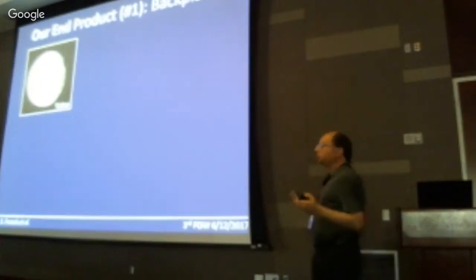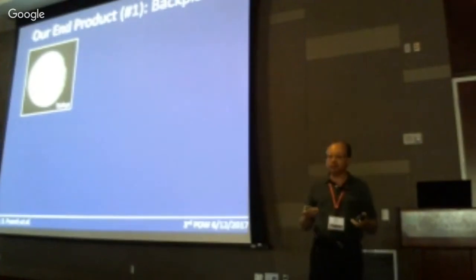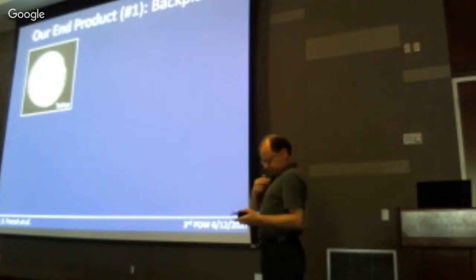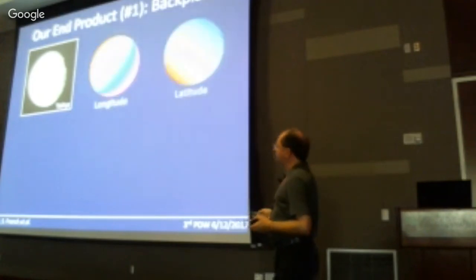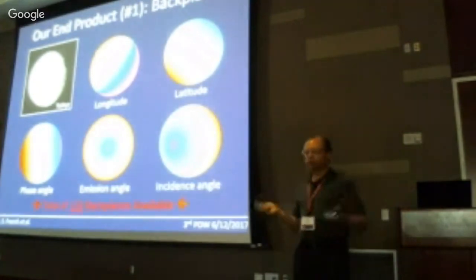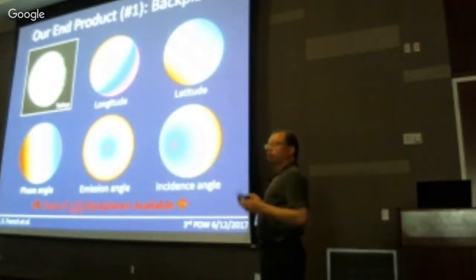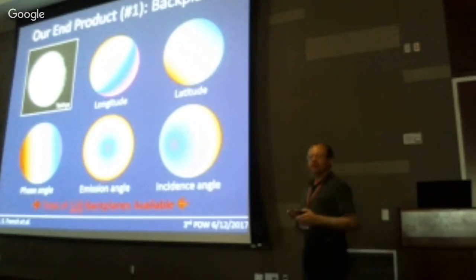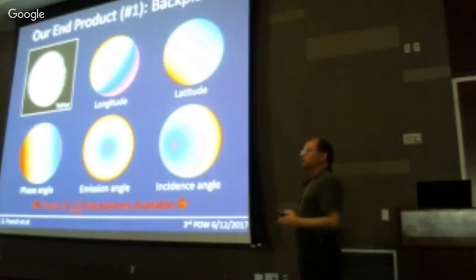Our end product is a series of what we call backplanes. So for every Cassini ISS image, for example, here's one of these. There, is that better? Okay, we want to be able to produce a series of backplanes. So for example, here's longitude, latitude, viewing and illumination geometry. There are 120 different types of backplanes that we're producing. Whatever you care about, we're going to be producing for you. It's available through the PDS system so that you can simply download it along with the mission data.